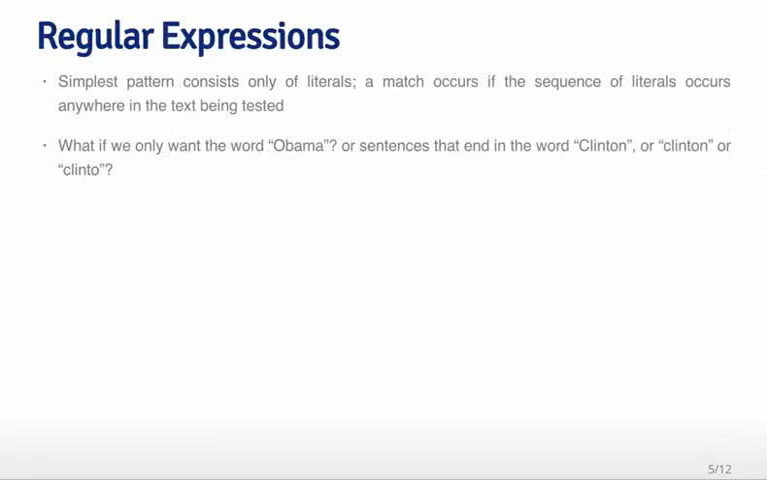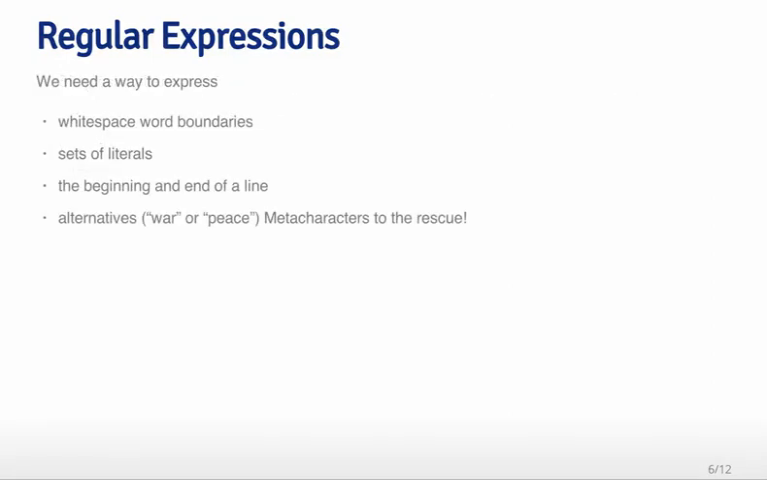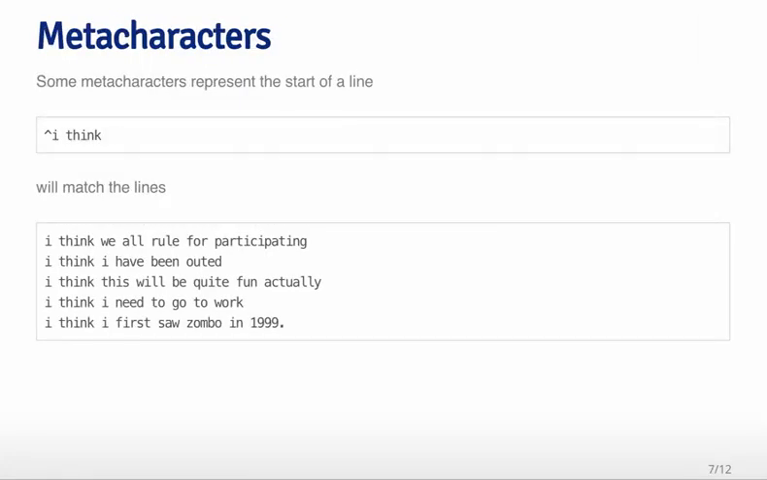Regular expressions in the simplest form consist of only literals. A match occurs only if the exact sequence of literals occurs anywhere in the text being tested. But what if we only want the word Obama, or sentences that end in the word Clinton, or some other much smaller phrase like Clinto? We need a way to express white space and word boundaries, sets of literals, the beginning and end of a line, or maybe alternatives, things like war or peace. So we're going to use metacharacters to specify these more general search terms that we'd like to identify.